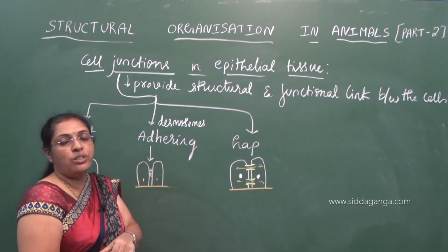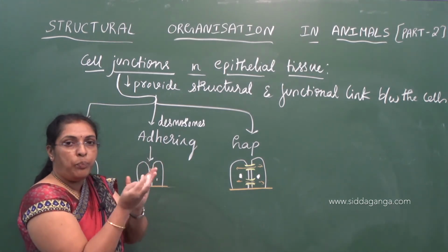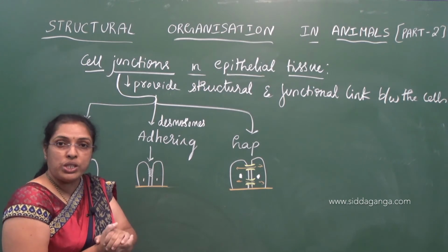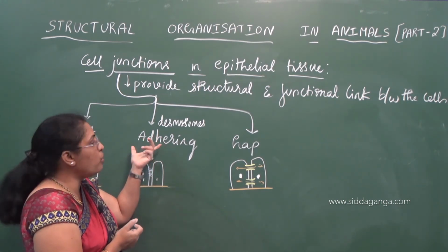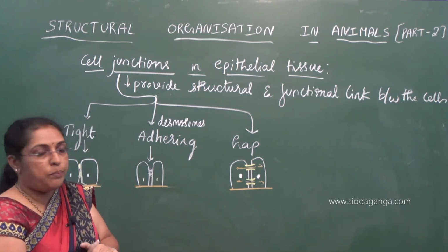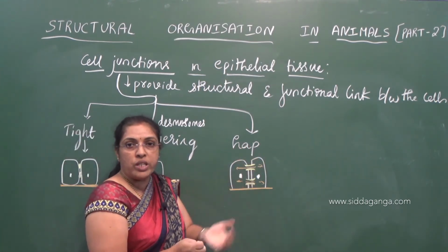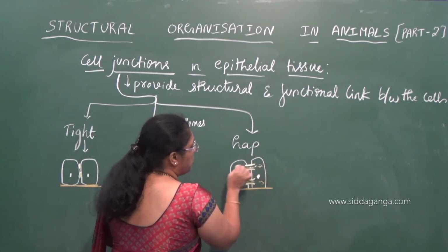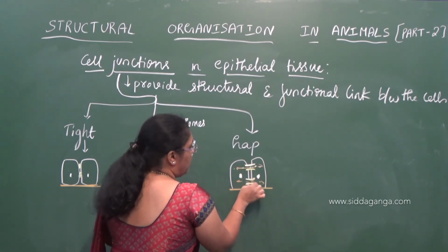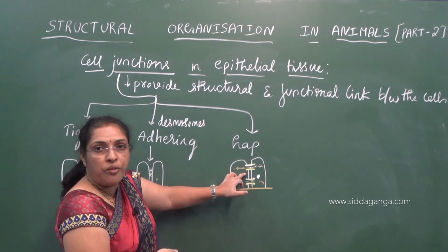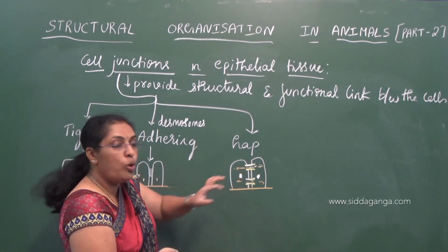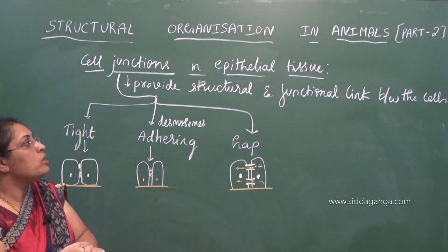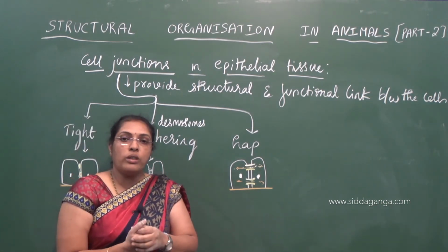Whereas in adhering junction, that will help the cells to adhere to each other. It acts as cementing between two cells and thereby provides mechanical support, but there is no exchange of substances between the cells. Whereas in gap junction, we see a gap, and cytoplasmic exchange occurs between two cells through those gaps. That helps in transport of simple ions and soluble substances present in cytoplasm. This is about the junctions. Understood?